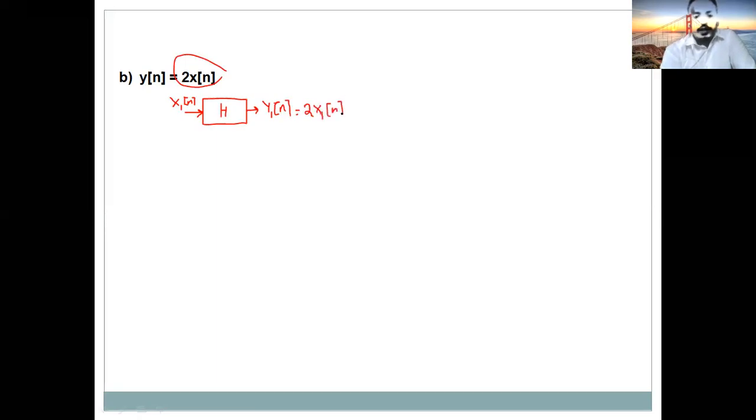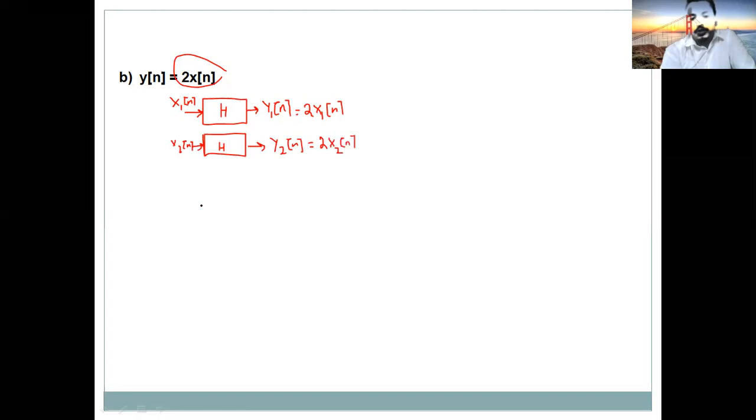Okay. Now apply another input for the system. Let's call this x2 of n. What will be the output? Let's call it y2 of n. This is the corresponding output when you apply x2 to the system. So what will be y2? Again, it is 2 times the input. Simple multiplier system.